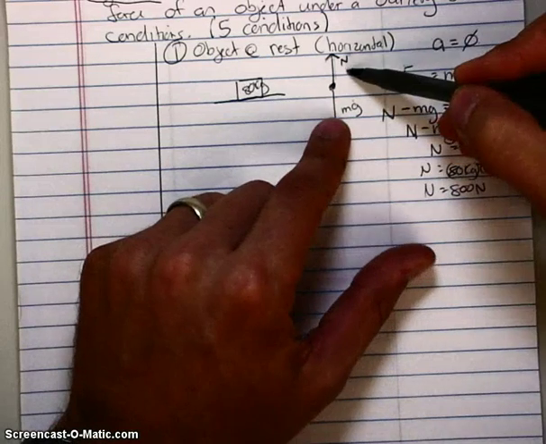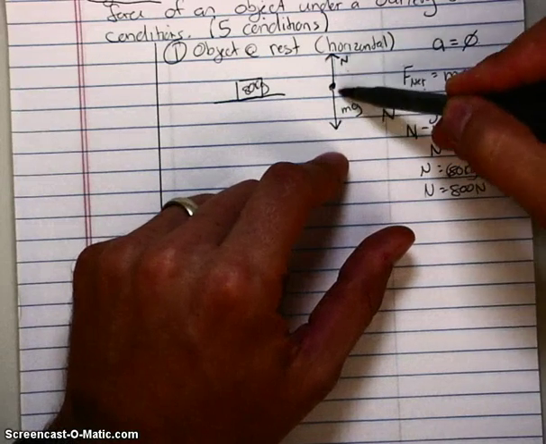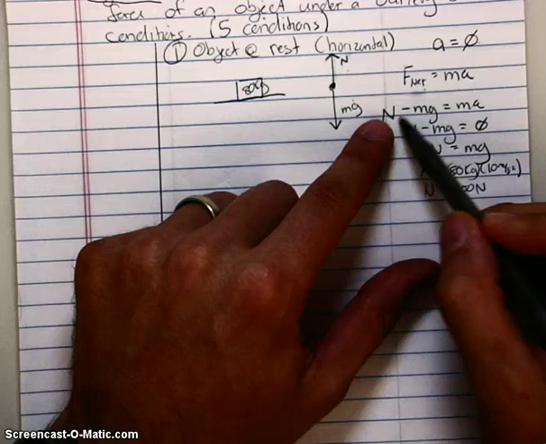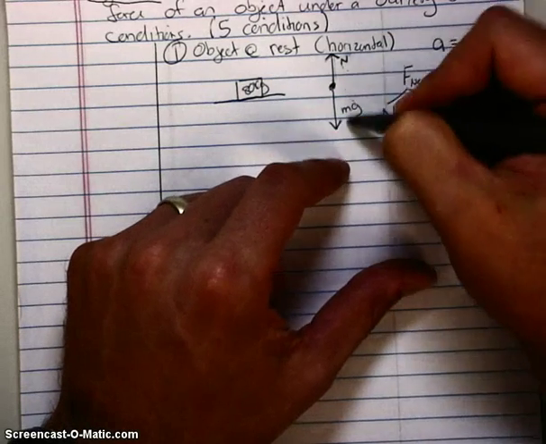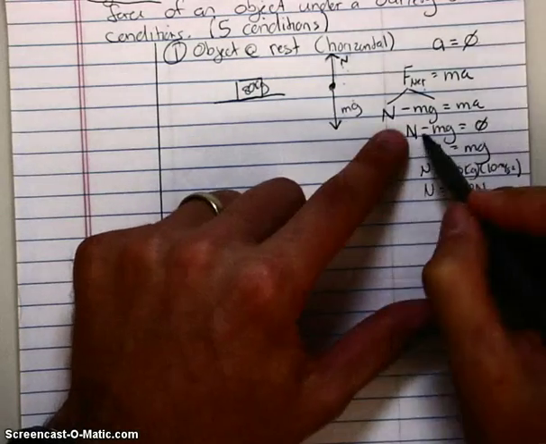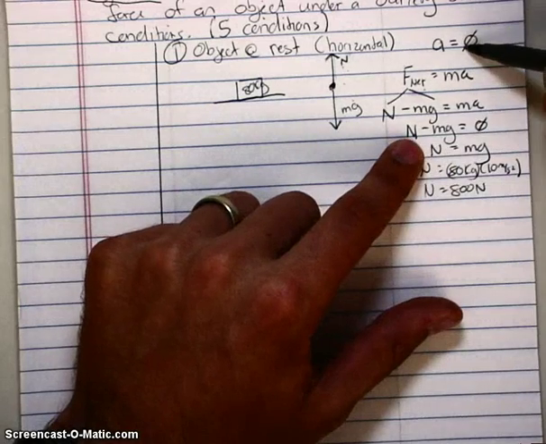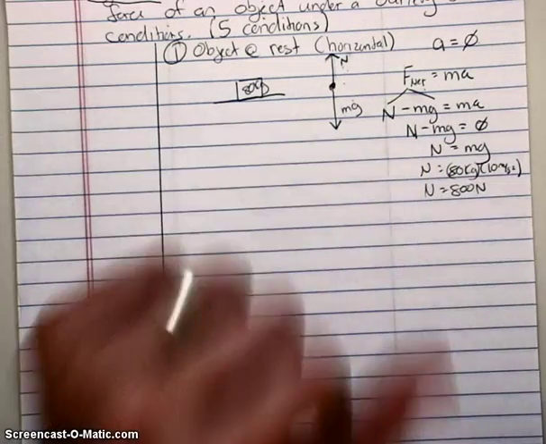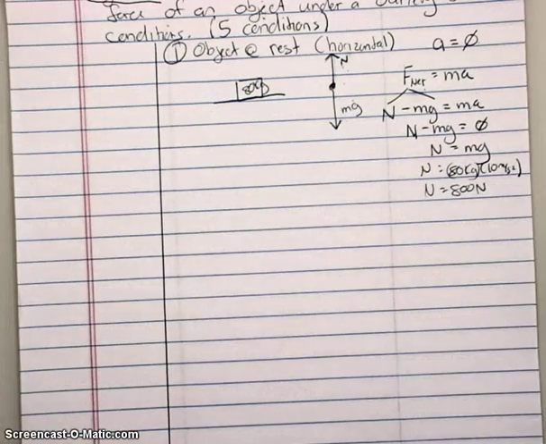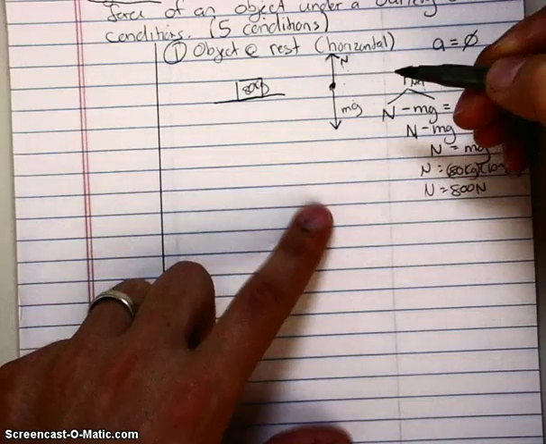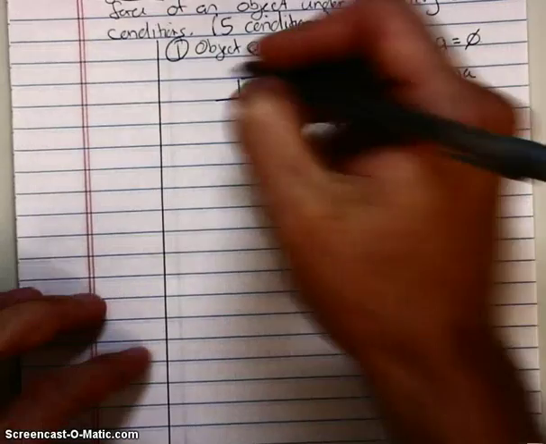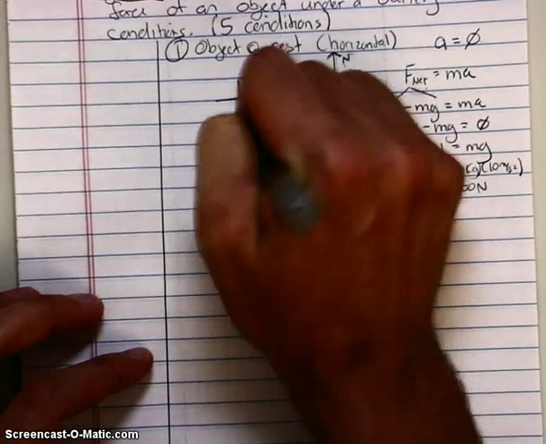I have my forces. These two are equal and opposite. So N minus mg equals ma. That's where I get the F net from. These are the two forces I'm looking at. N minus mg equals 0 because acceleration is 0. N equals mg. Now you might be thinking, why not just say, okay, N's going up, normal force is going up, mg is going down. Third law, equal and opposite, N equals mg.